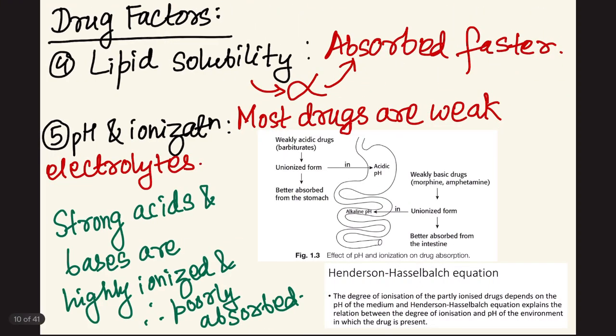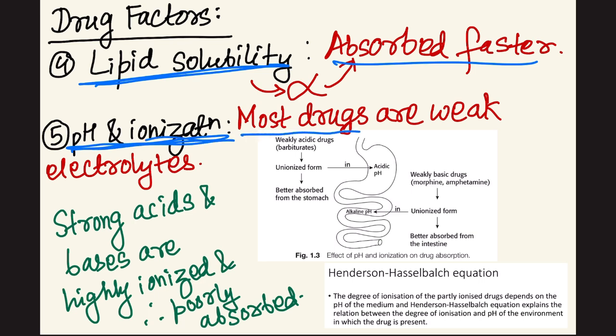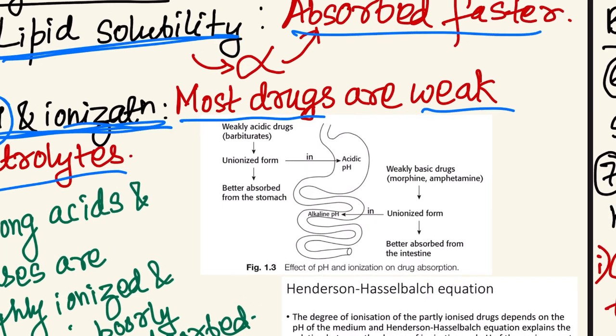Now coming to the drug factors. So under drug factors we have lipid solubility, that is, if the drug is lipid soluble, it is absorbed faster because it can easily penetrate through the lipid bilayer, that is the phospholipid bilayer. Next is pH and ionization. Okay, so most of the drugs which we take are usually weak electrolytes, so their ionization will depend upon the pH of the medium. And how do we explain this?